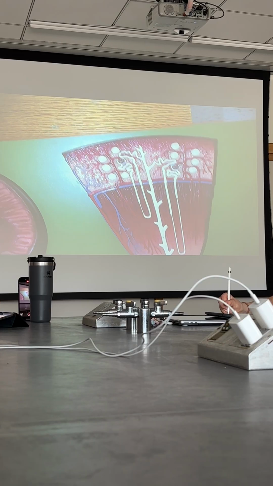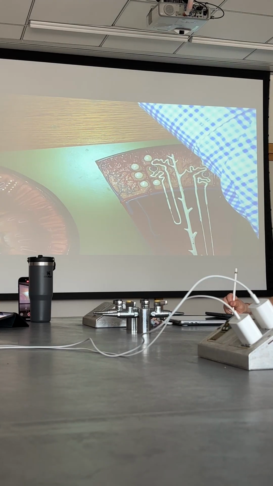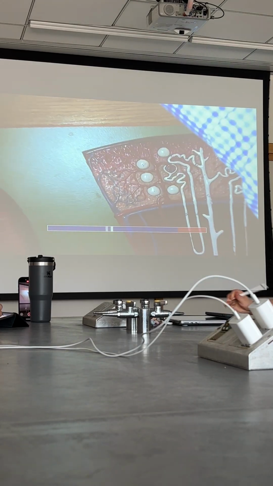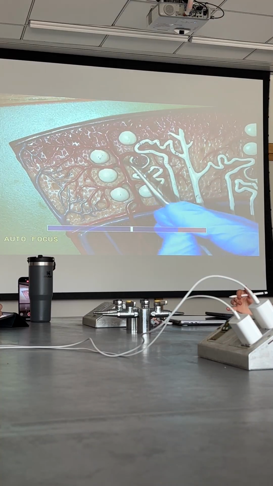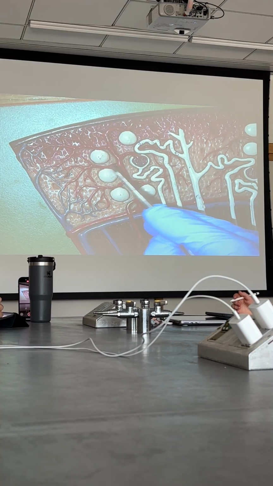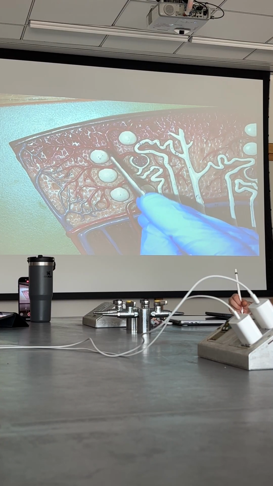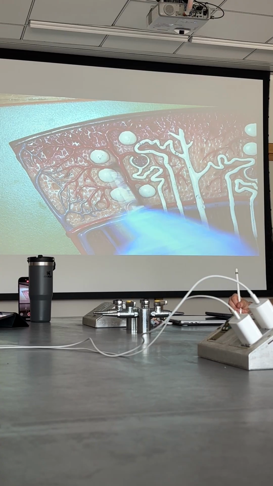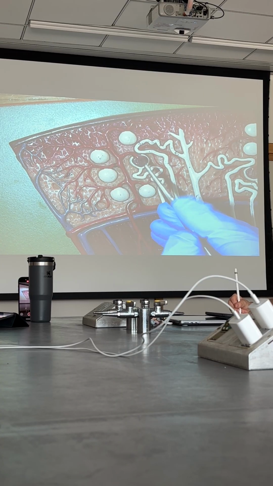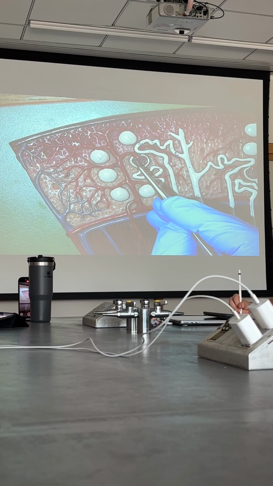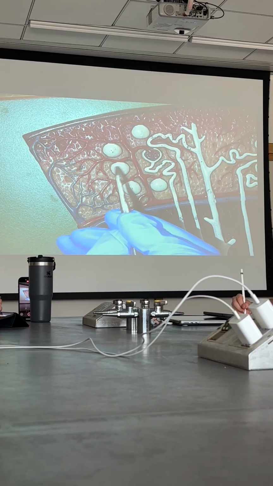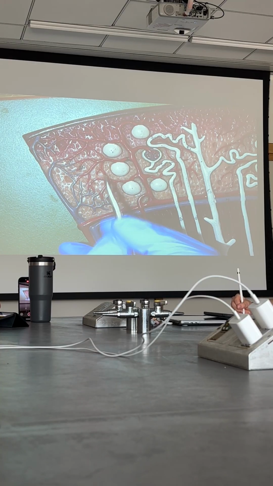Now, coming off of the cortical radiate arteries, you get into the afferent arterioles. So all these branches that you see coming off there are afferent arterioles. And they're going to go into the renal corpuscle, and they're going to become the glomerulus. And then leaving, it's a little hard to see over here, but you can see it on this side, leaving are going to be the efferent arterioles.